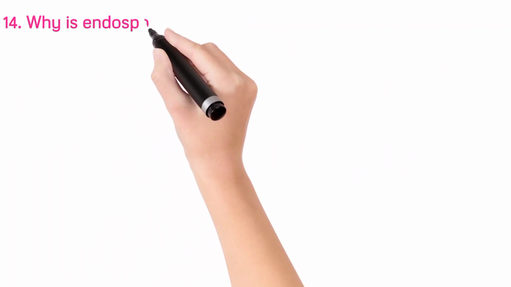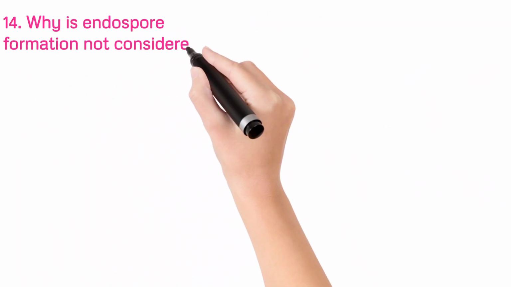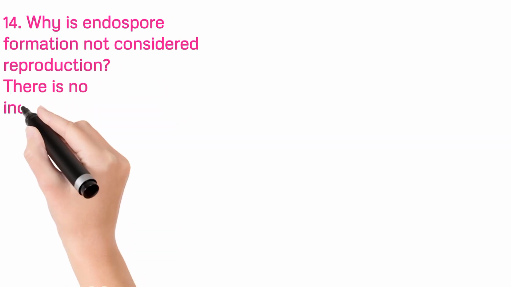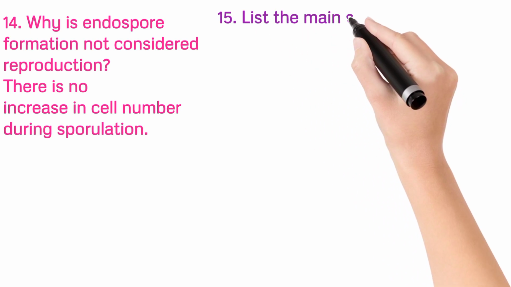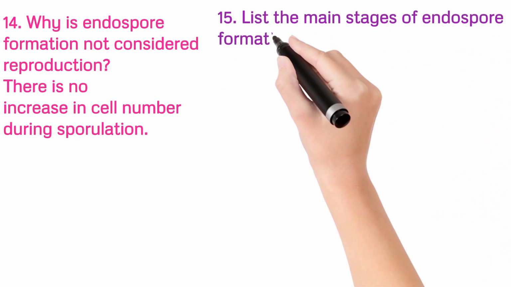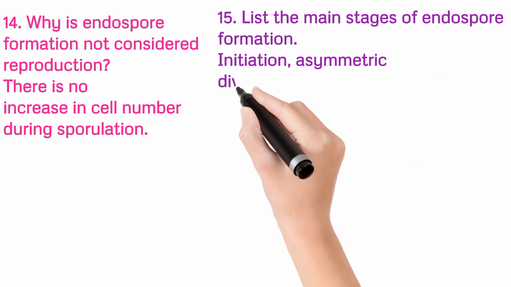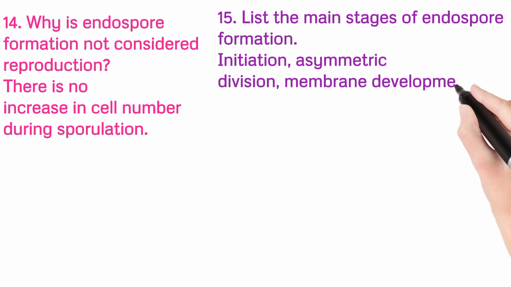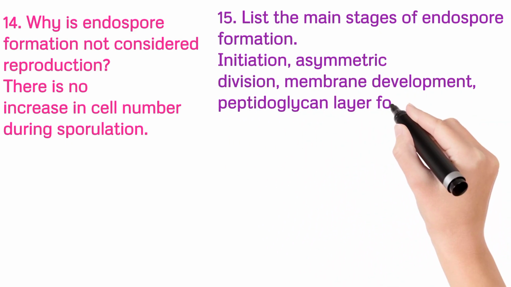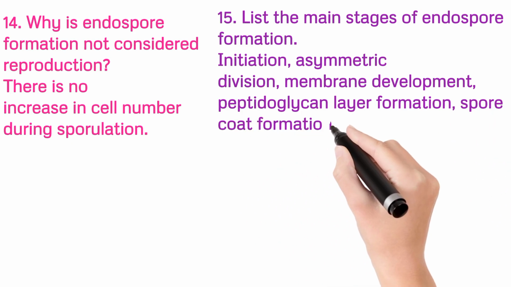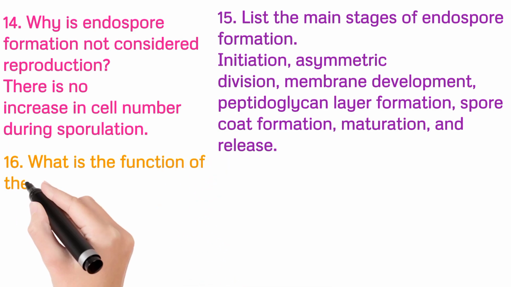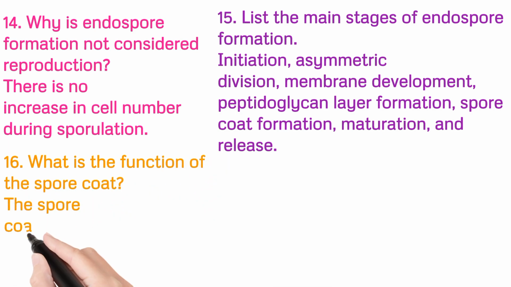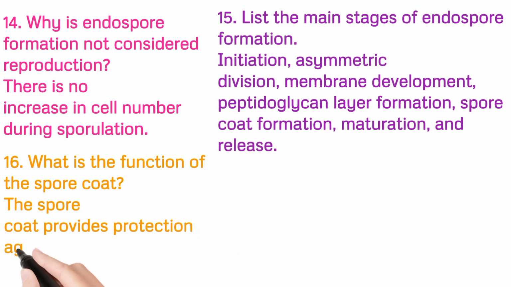14. Why is endospore formation not considered reproduction? There is no increase in cell number during sporulation. 15. List the main stages of endospore formation. Initiation, asymmetric division, membrane development, peptidoglycan layer formation, spore coat formation, maturation, and release. 16. What is the function of the spore coat? The spore coat provides protection against extreme conditions.